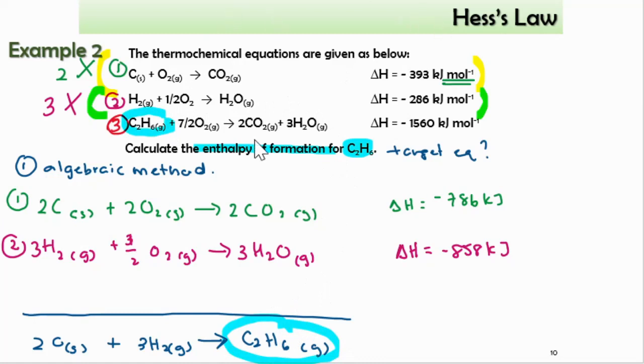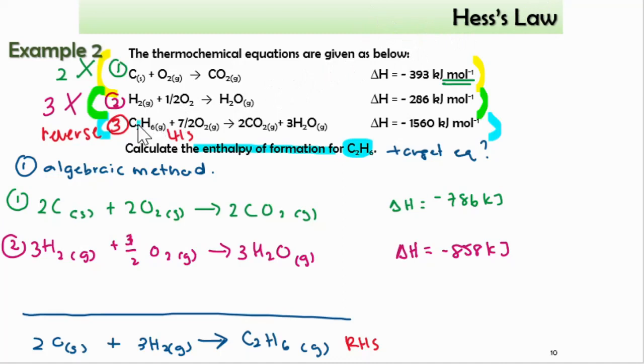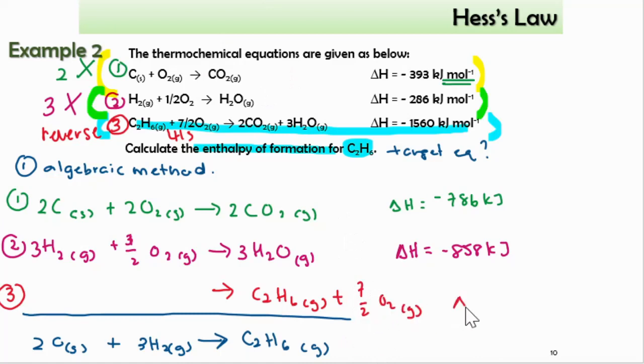Next, the last one, C2H6 on the right hand side of your target equation, but from the given equation it is on left hand side, so kita kena reverse lah the equation. So equation ketiga, rewrite semula, and then don't forget to reverse the equation. You reverse the equation, don't forget to change the sign untuk enthalpy change.